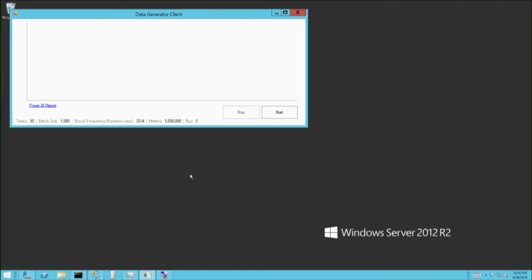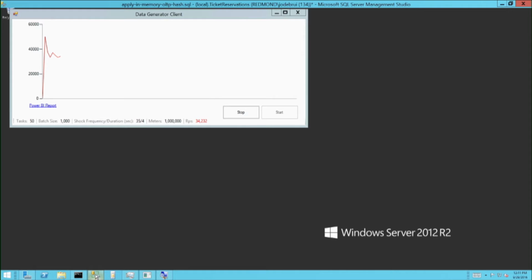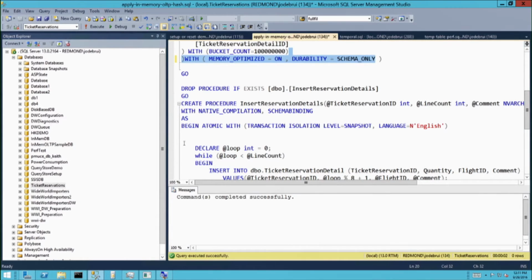So let me start the data generator. This is just, again, yet another workload simulator. It simulates 1 million meters that are all sending data to the database, and this is ingested into a temporal memory optimized table. So we can look at what this is like.